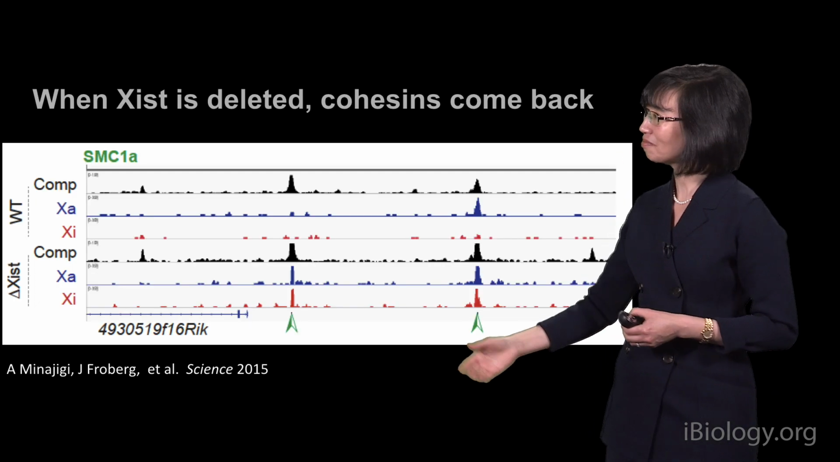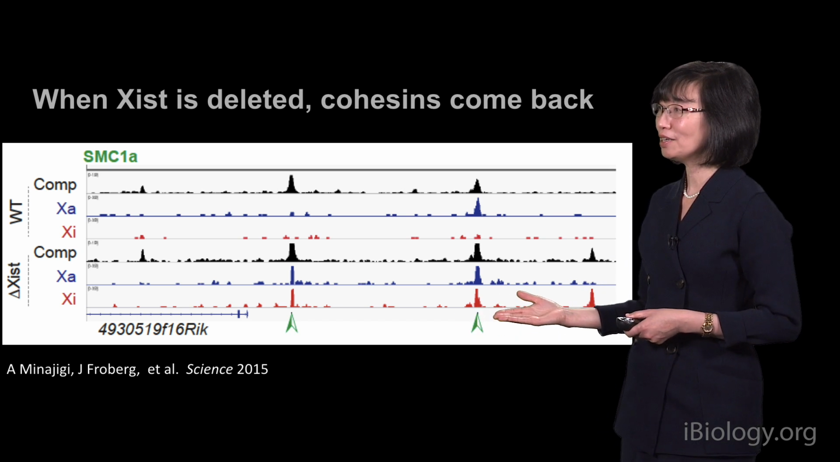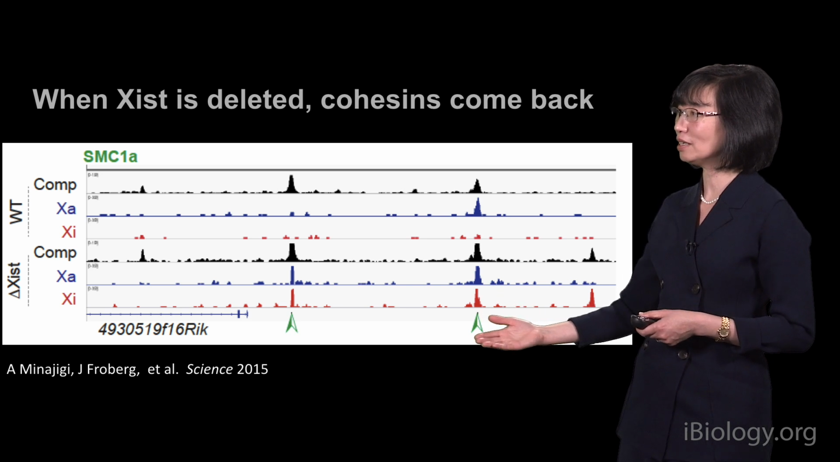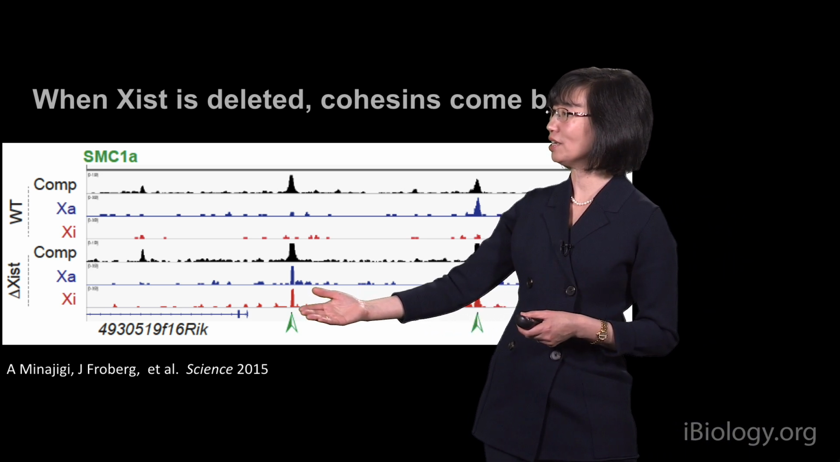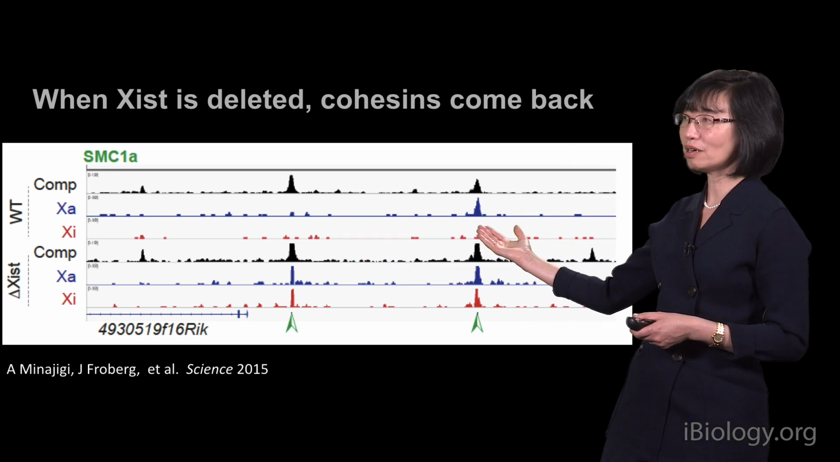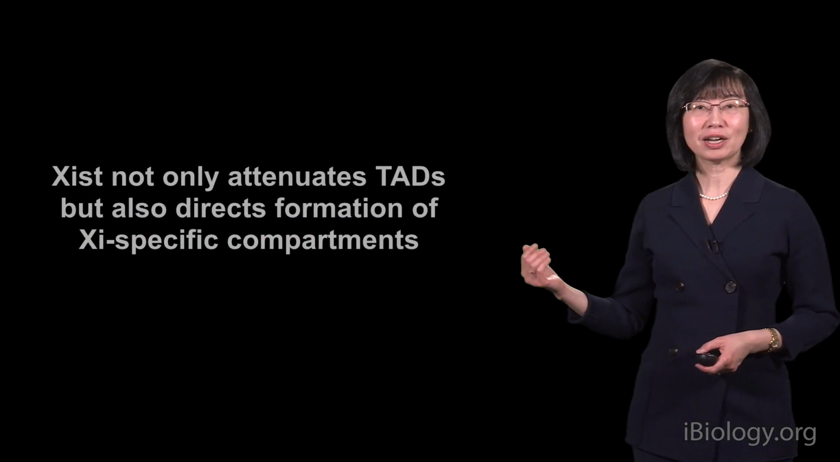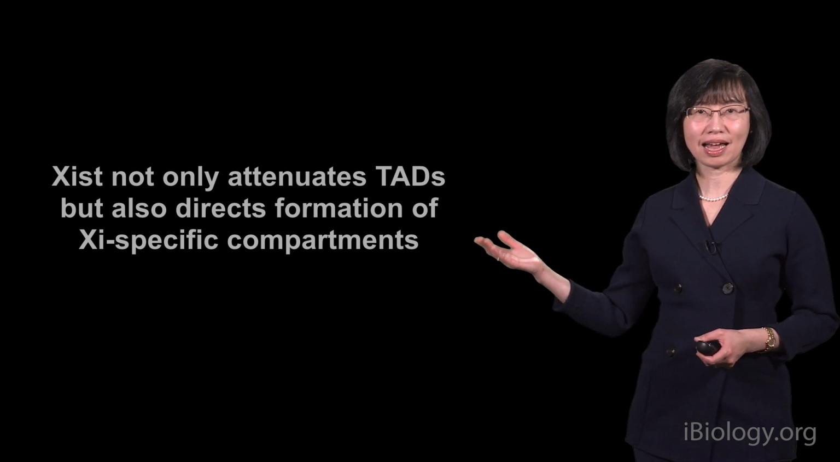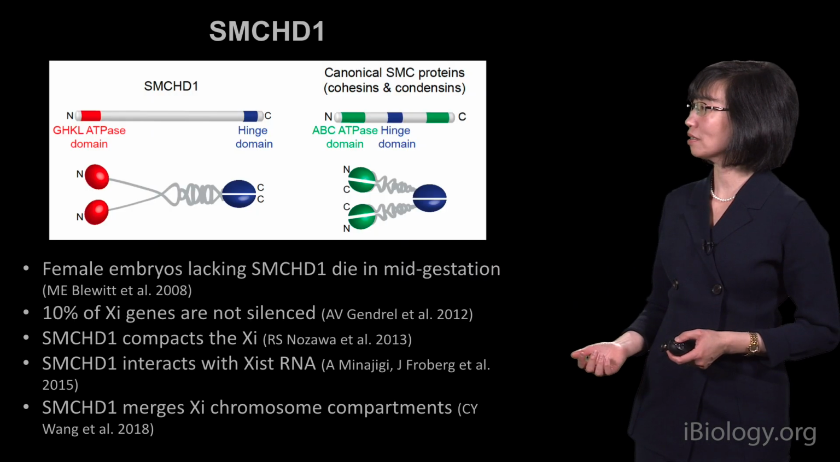Okay. Now, when we delete Xist, the cohesins come back, as shown here by this red peak of cohesins here, and you can see that in the wild-type chromosome, those two red peaks are not present. Xist is not only attenuating TADs, but it's also directing the formation of these inactive X-specific compartments.